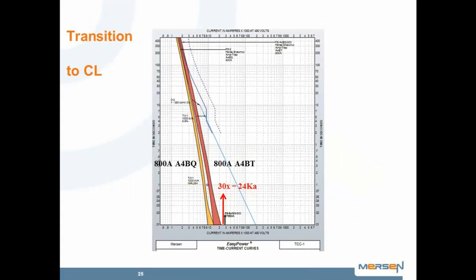We are running out of time, but I'm mentioning that we have several different types of Class L fuses, and the Class L fuses are in the library of EasyPower. And you can see these are two 800 amp fuses. They are meeting the requirements of UL for 30 times in this category, but one is more current limiting than the other, but they are both meeting the UL standard.